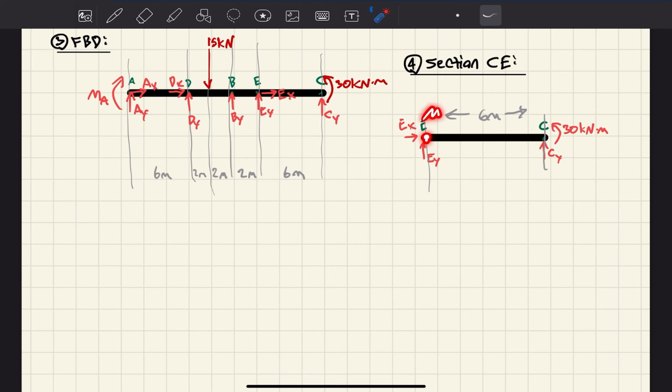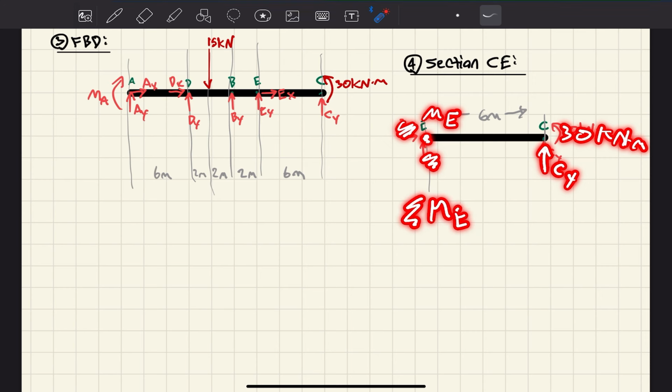If you take a moment about E, what are you going to get? You can find CY. Why can you find CY? Pretty cool stuff. Because EX cancels out, EY cancels out. You have CY, and you also have to take into account 30 kilonewton-meters, right? What's your equation going to be like? It's going to be the sum of moments about point E is equal to 0.